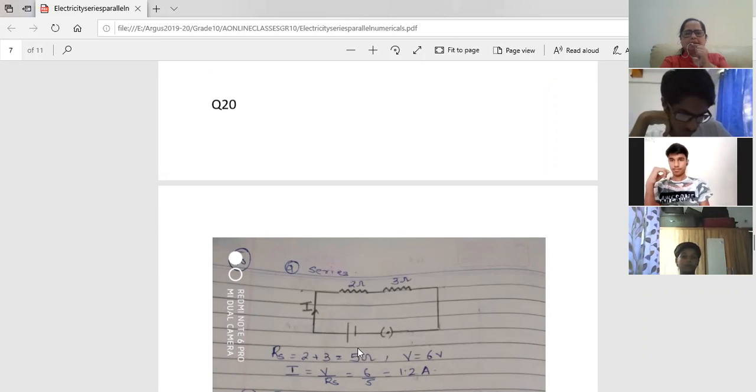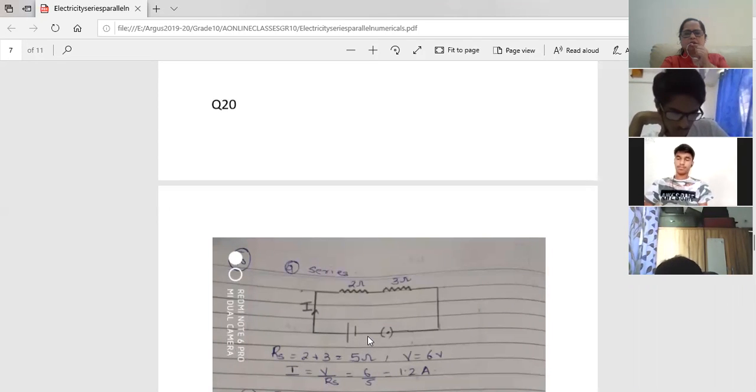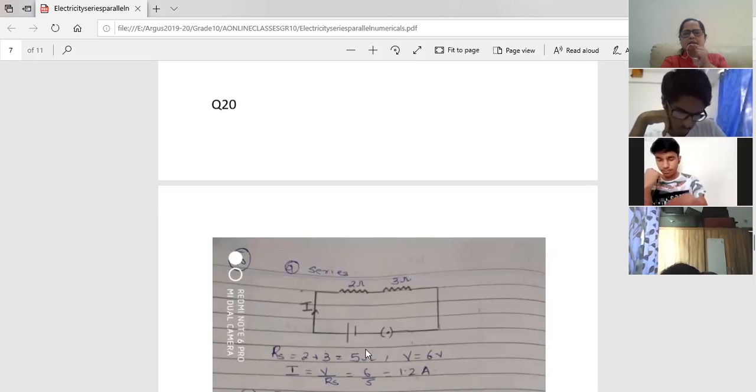And the battery, I have forgotten to write 6. The battery is of 6 volts. Please write the voltage also, okay? So here you will write the battery voltage, and this is how you draw the circuit diagram and show it. It's very simple. So the net resistance RS is 2 plus 3, 5 ohms. Battery voltage is 6. So I equals V upon RS, 6 upon 5.